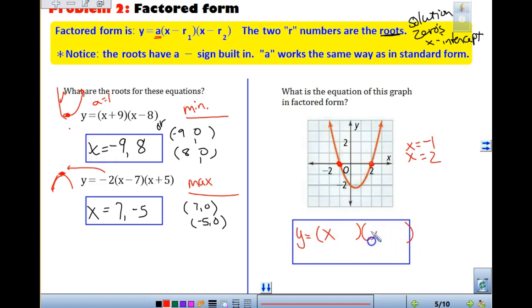X and x. How can we write that in factored form? So shall we put this down first? Start with this. So if the solution was negative 1, Joy, what does that first parenthesis have to be? X equals negative 1. Okay, so if I tell you the solution is x equals negative 1, what has to be in this parenthesis? X plus 1. Second parenthesis, Ryan, has to be x minus 2.